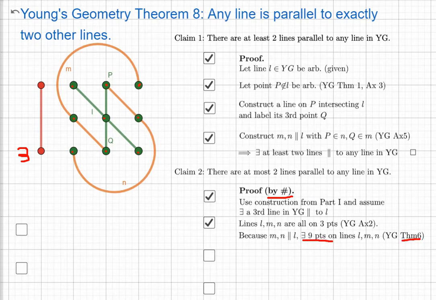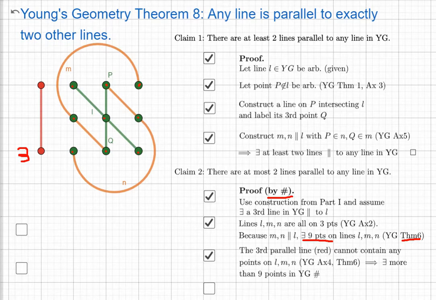And what does Young's theorem 6 say? It says that two lines parallel to the same line are parallel to each other. So we know that N doesn't share any points with L, and we know that M doesn't share any points with L. But how do we know that M and N don't share any points with each other? Well, Theorem 6. That means that these 3 lines are accounting for 9 points. That's all the points we have. So the third parallel line cannot contain any points on L, M, and N.